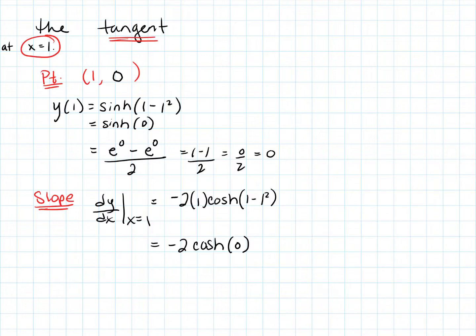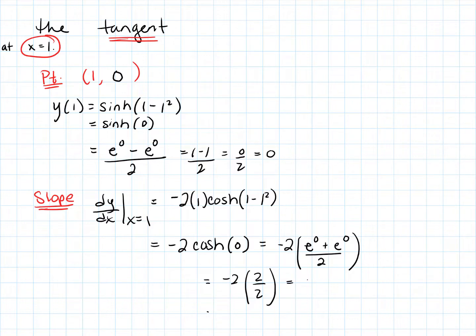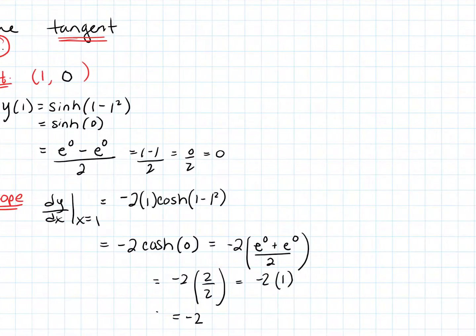But again, in practice, what we tend to do when we want to evaluate a hyperbolic function is we go to its exponential form. So this would be e to the 0 plus e to the negative 0, which is e to the 0, over 2. And that, of course, is just negative 2 times 2 over 2, which is 1. So there's the hyperbolic cosine value as 1 at 0. And the slope is negative 2. Okay, so we know that our slope is negative 2. So now we actually put that together and write the equation.